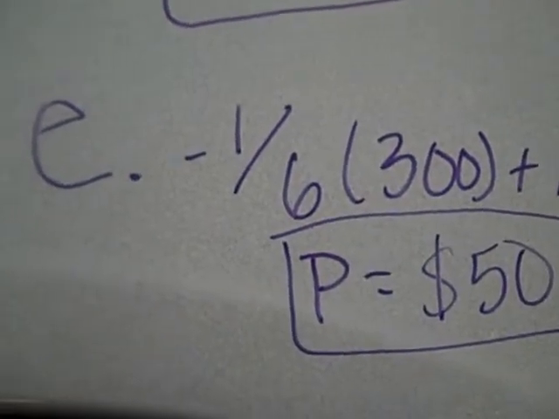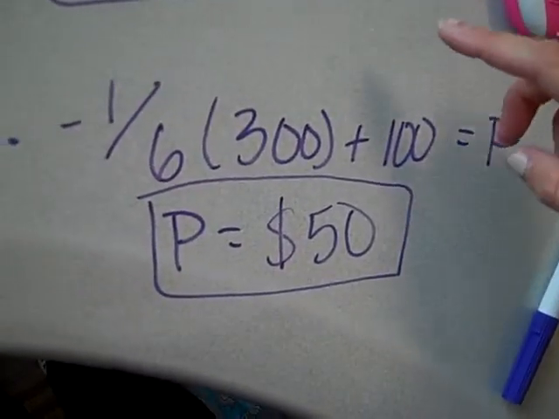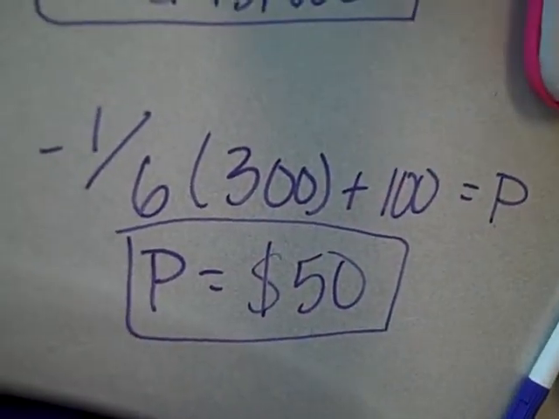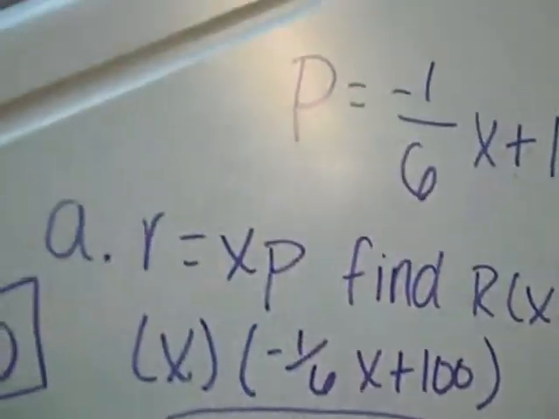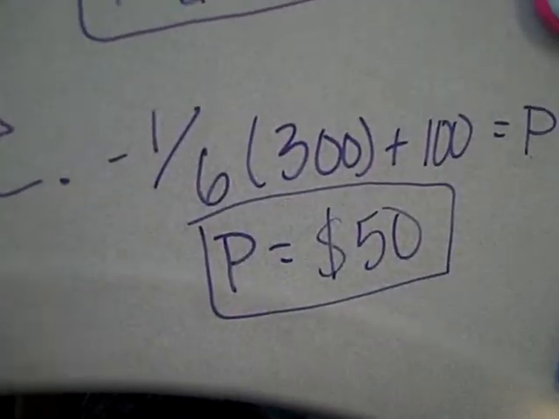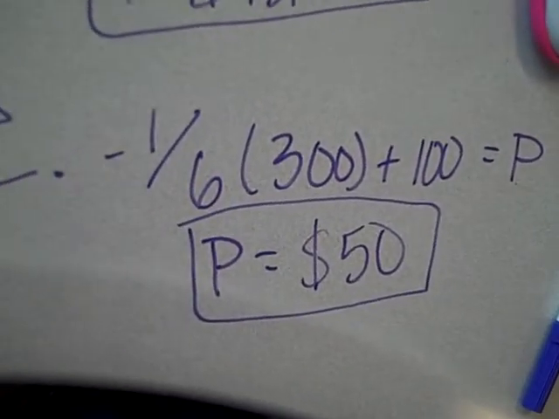And then for E, it said, what price should the company charge to maximize revenue? So we used 300 units and plugged it into the very original equation. So we did negative 1/6 times 300 plus 100 equals P, and we got P equal $50. So that's how much the company should charge to make the most revenue.